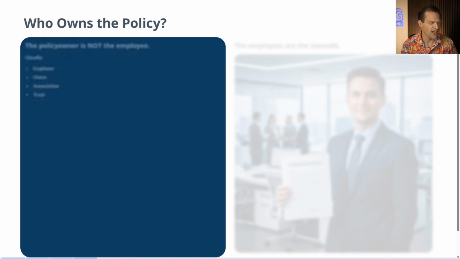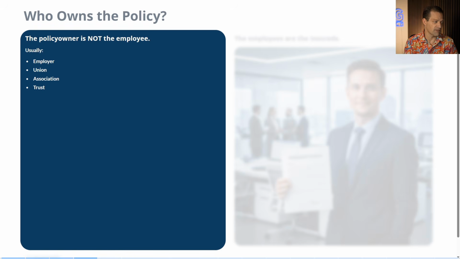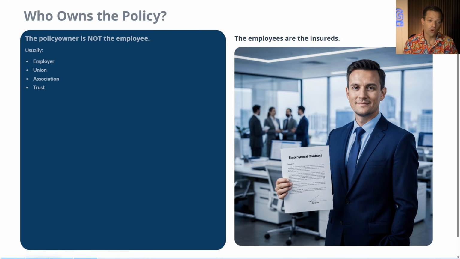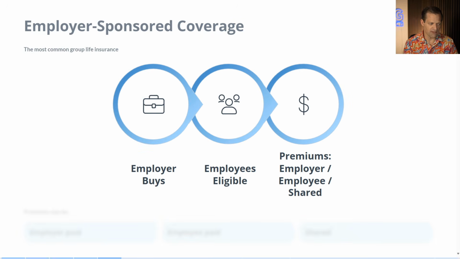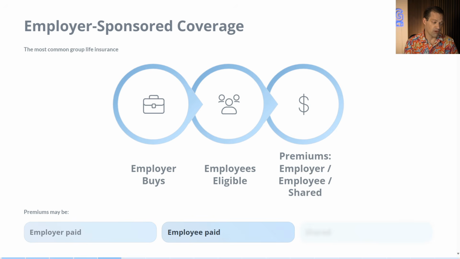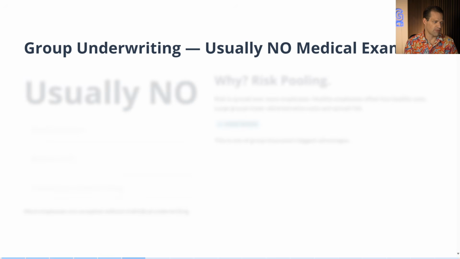So who owns the life insurance policy? The policy owner is not the employee. It's going to be the sponsoring party, which is the employer, union, association, or trust. And the employees are the insureds. Okay, that's tested a lot, so don't forget that either. Employer-sponsored coverage is the most common group life insurance policy. The employer buys, the employees are eligible, and premiums are employee/employer shared. They may be employer paid, employee paid, or a hybrid of both.